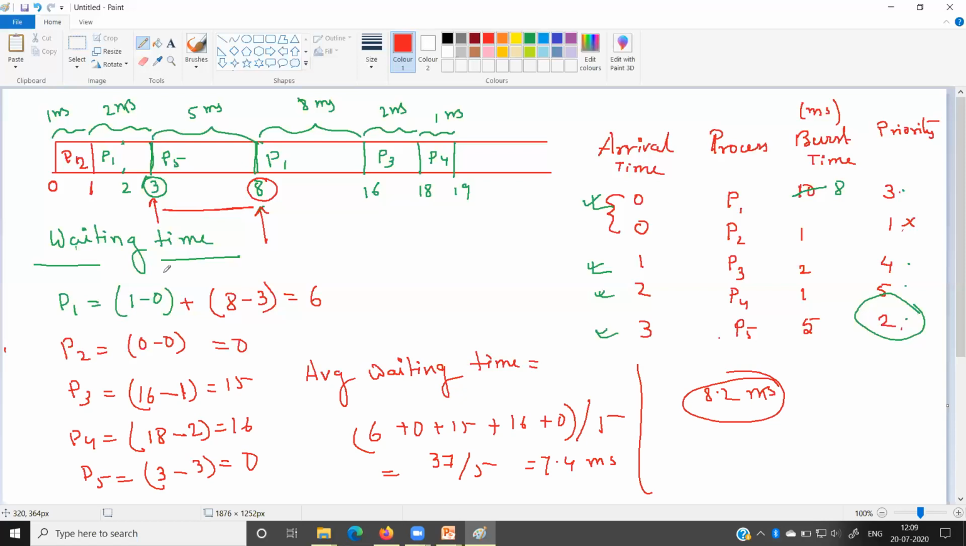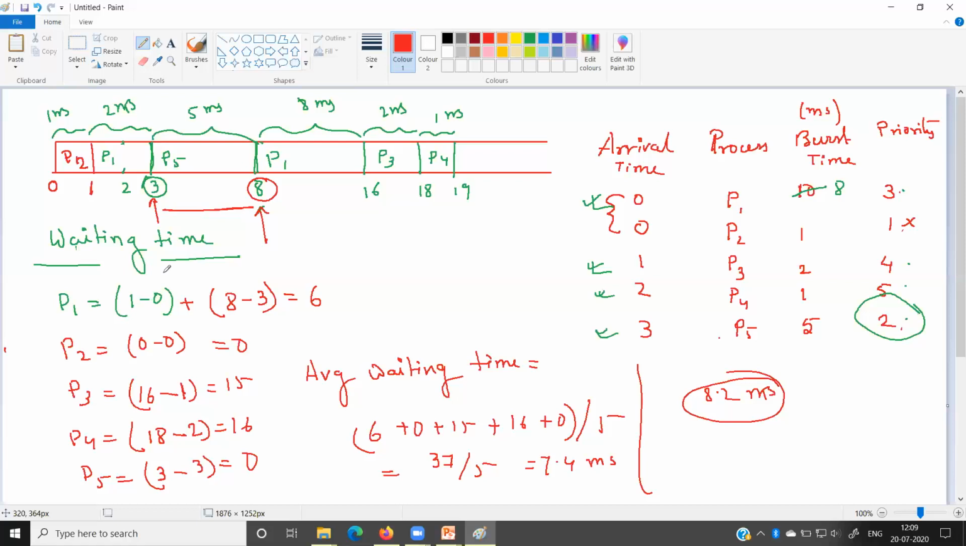Fine. Now the same algorithm can behave like a non-preemptive algorithm if it is mentioned, mainly in your competitive exam. The questions come in different formats.